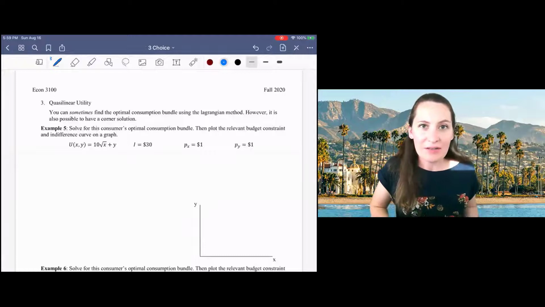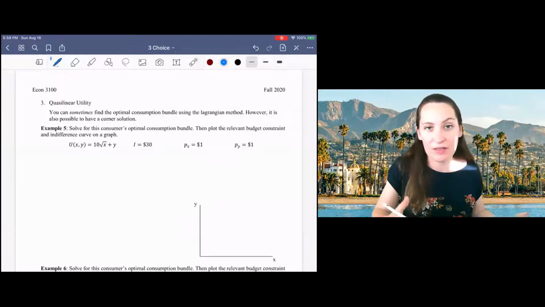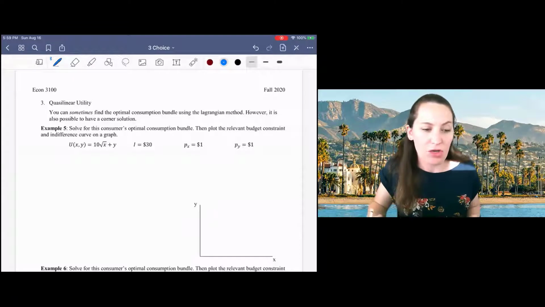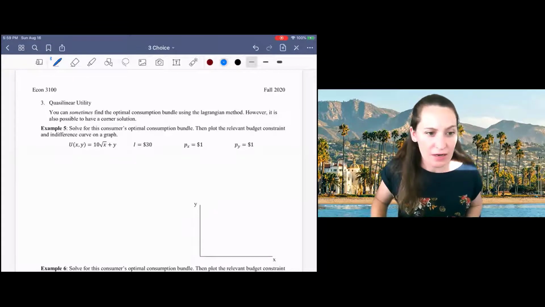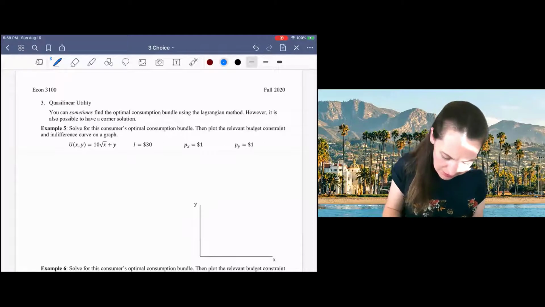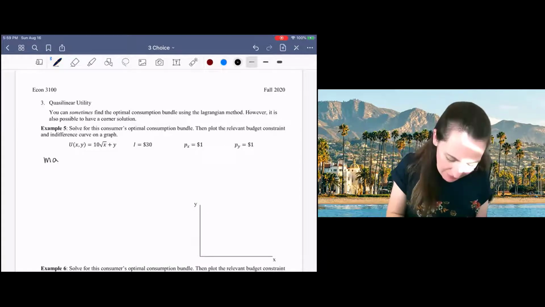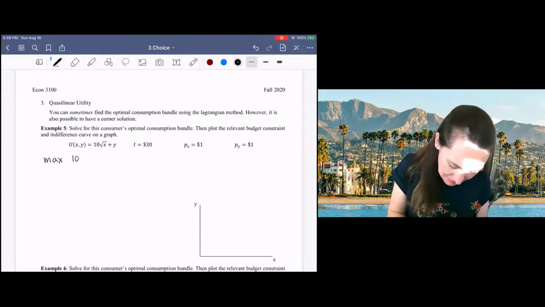With quasi-linear utility, we are going to be able to use the Lagrange method, but there might be a corner solution. So I'll show you here how to check for a corner solution when the Lagrange method works and when it doesn't work. So let's start by setting up our Lagrange multiplier for this utility function.